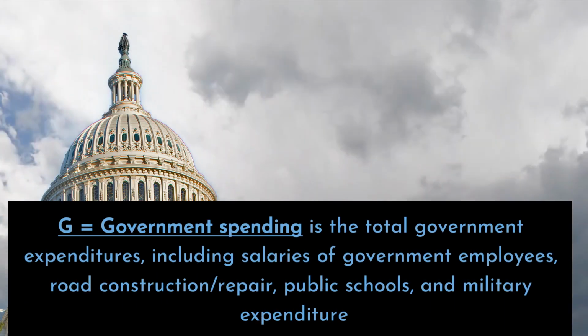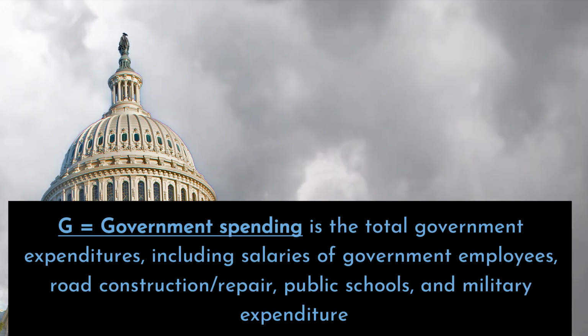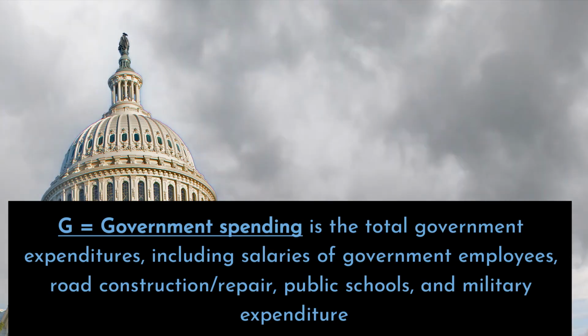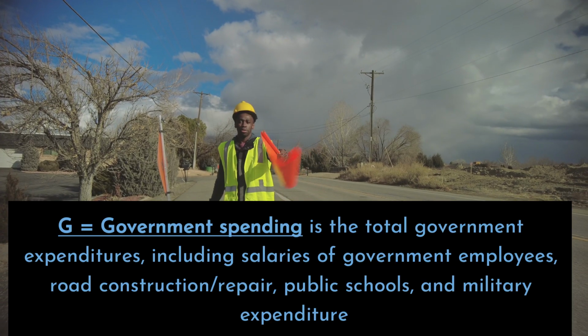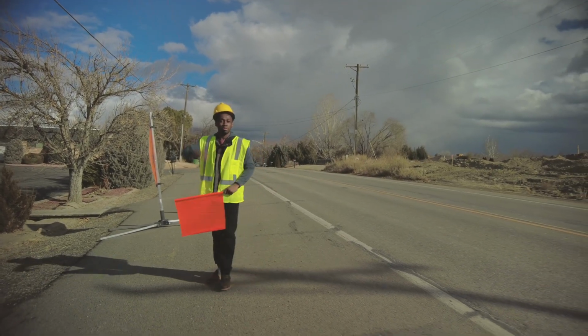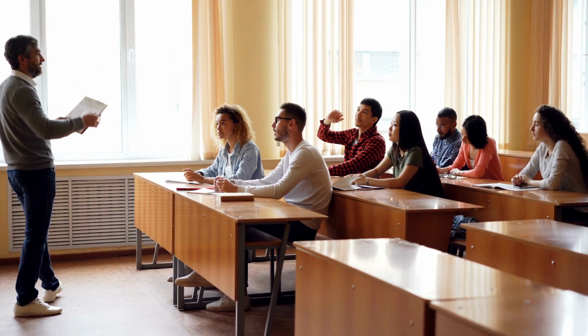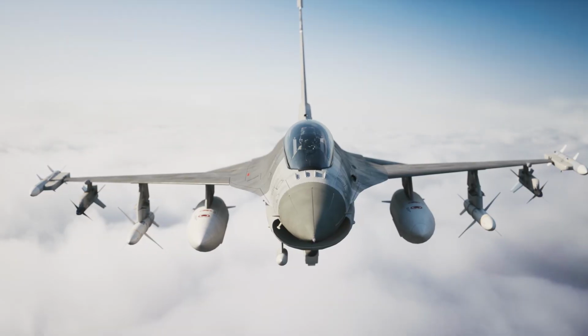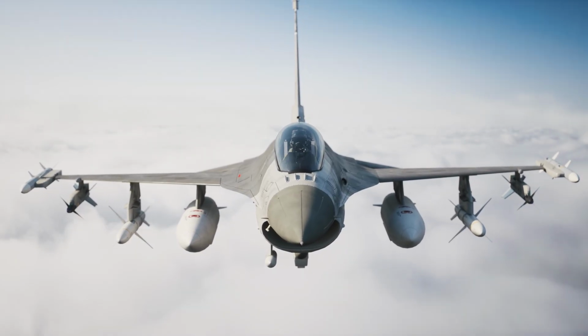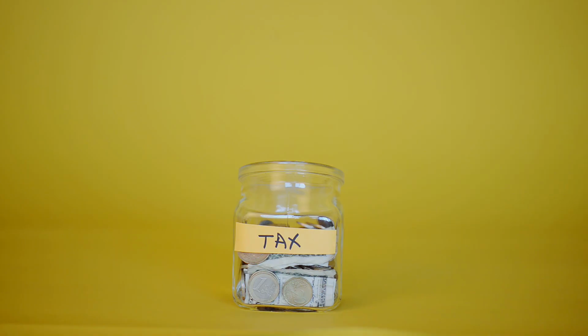The G of the equation, government spending. This is the total government expenditures, including salaries of government employees, roads, constructions, repair, public schools, military, etc. All the things the government spends tax dollars on. And to reference the category, this category in particular is funded by taxpayers. It is collected by governments.